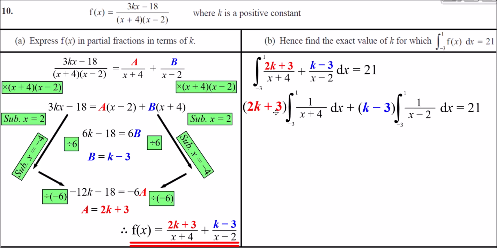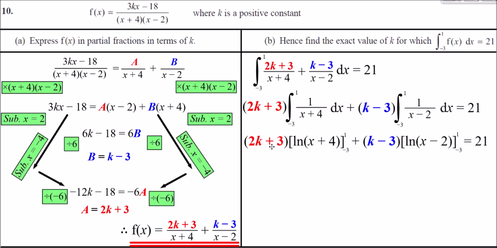So if I just rewrite it like this, the first bit is the same as 2k plus 3 multiplied by the integral of 1 over x plus 4. And this bit here is the same as k minus 3 multiplied by the integral of 1 over x minus 2. This step was optional, but I'm hoping you'll agree with me that this step makes it clearer to see that we're going to end up with natural logs after we integrate. So integrating the first bit, we're going to get 2k plus 3, then ln of x plus 4. In the same way here, this will give us k minus 3 ln of x minus 2, in between the limits, of course.